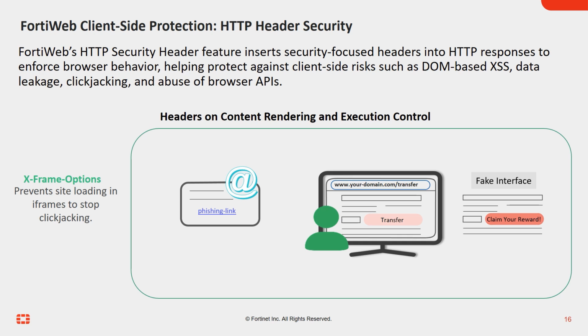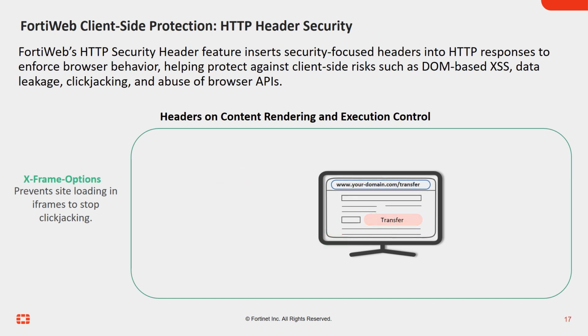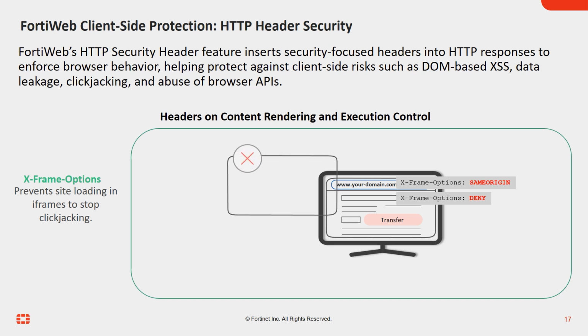Most of your UI is copied, but some elements like buttons are altered. For example, they place a Claim Your Reward button directly over the real transfer button. So when the user clicks it, thinking they're getting a reward, they're actually initiating a fund transfer without knowing it. Setting the X-Frame-Options header to SAMEORIGIN or DENY can effectively prevent your page from being displayed in a frame, helping block clickjacking attacks. SAMEORIGIN allows framing only by pages from the same origin, while DENY blocks it entirely.